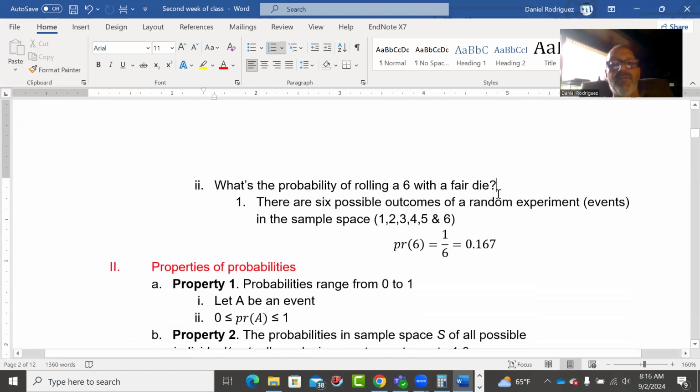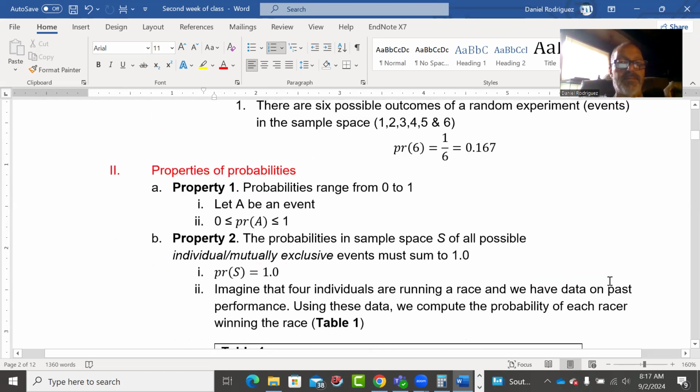What is the probability of rolling a 6 on a fair die? Well, there are 6 possible outcomes here, and there's only 1 six in here, so it's 1 divided by 6. It's 0.167. So let's look at some properties of probabilities.